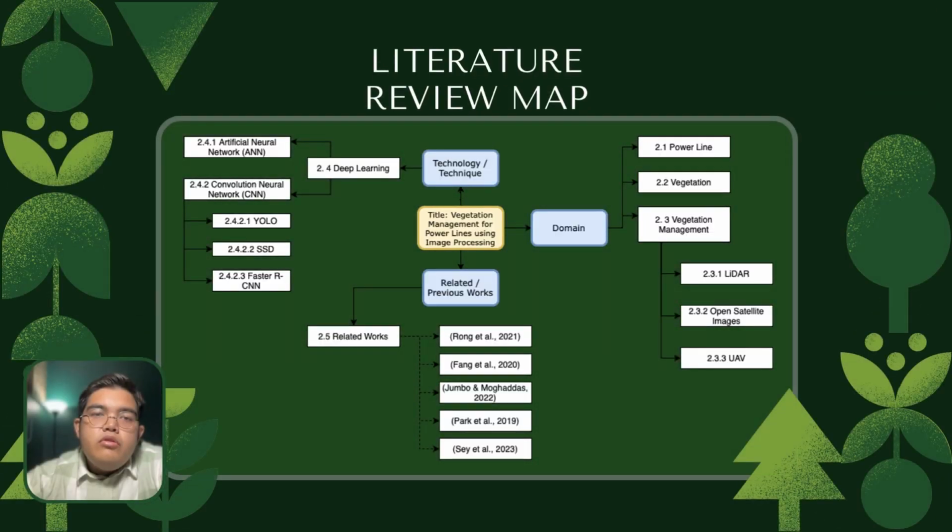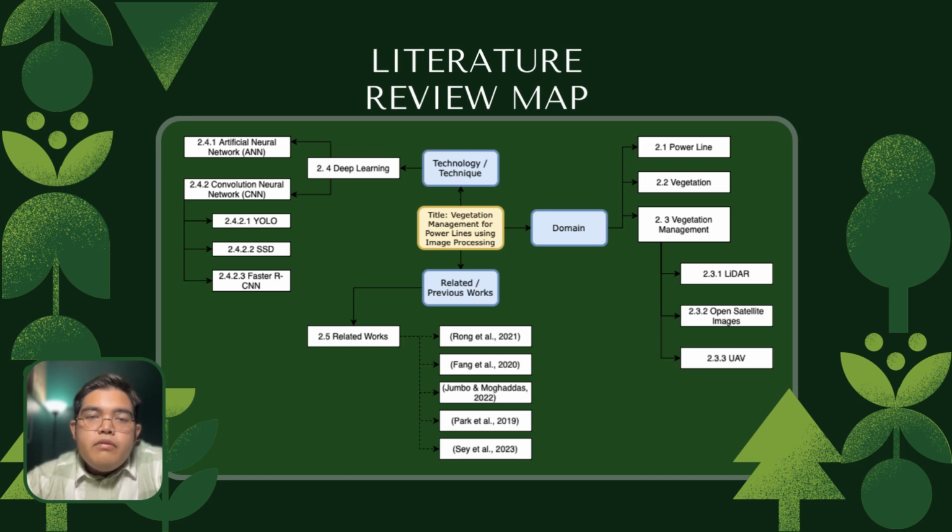This is the literature review map for this project, which contains the domain, technology or technique, and the related work. The domain consists of power line, vegetation, and vegetation management, where the technology or technique contains deep learning, which falls into 2, which is artificial neural network and convolutional neural network.